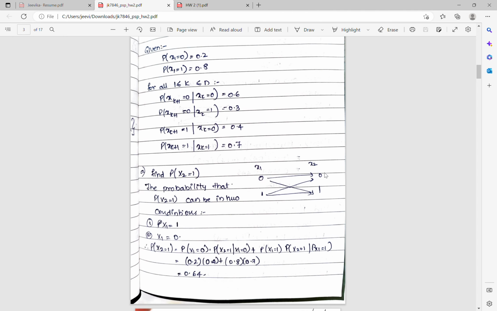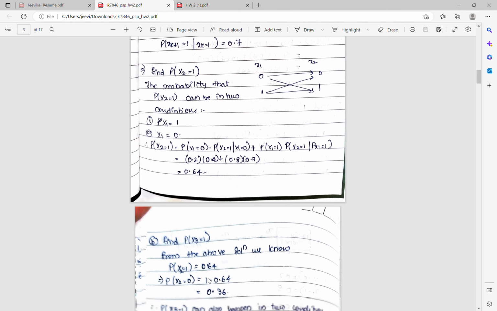Now we can calculate the probability of X2: P of X2 equal to 1 is P of X1 equal to 0, that is the probability that X1 is 0, times the probability that X2 is equal to 1 given X1 is equal to 0, that is this condition, plus the probability that X1 is equal to 1 times the probability that X2 is equal to 1 given X1 is equal to 1, that is this condition. Now when we substitute all these values into this equation, we will get an answer of 0.64.